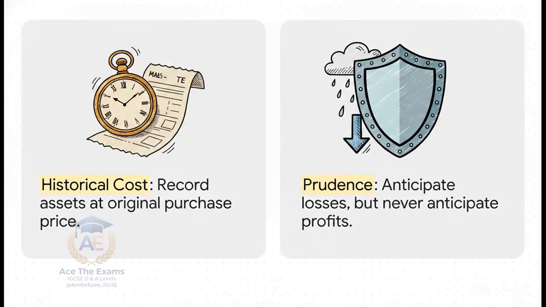The tension between the prudence concept and the historical cost principle is a prime example. Historical cost dictates that we record assets at their original purchase price. But what happens if the market value of your inventory suddenly just plummets? Well, that's where prudence overrides historical cost. Overstating profits by ignoring potential losses is a direct violation of the prudence principle. You must anticipate losses, but never anticipate profits. Navigating this exact conflict between these two concepts? That's the hallmark of an A-star student.